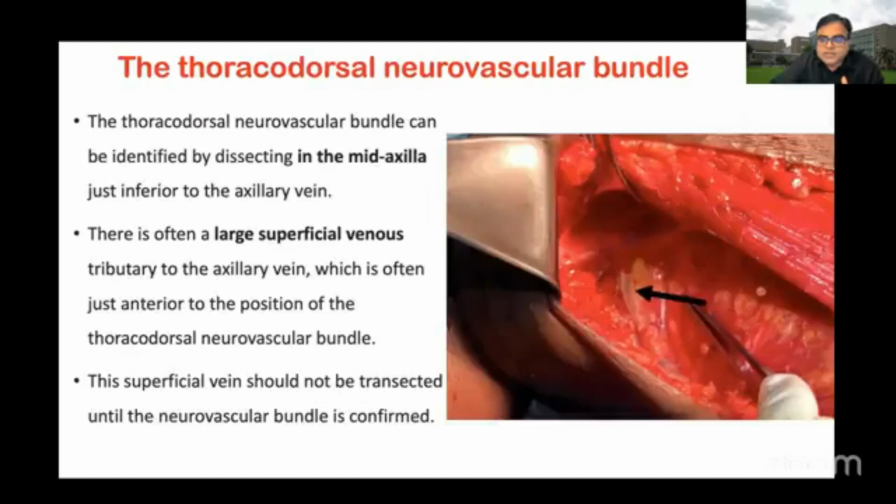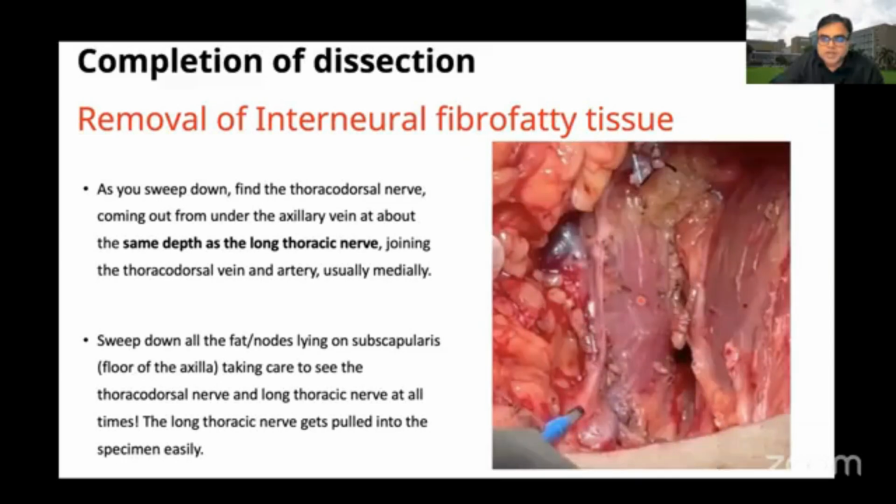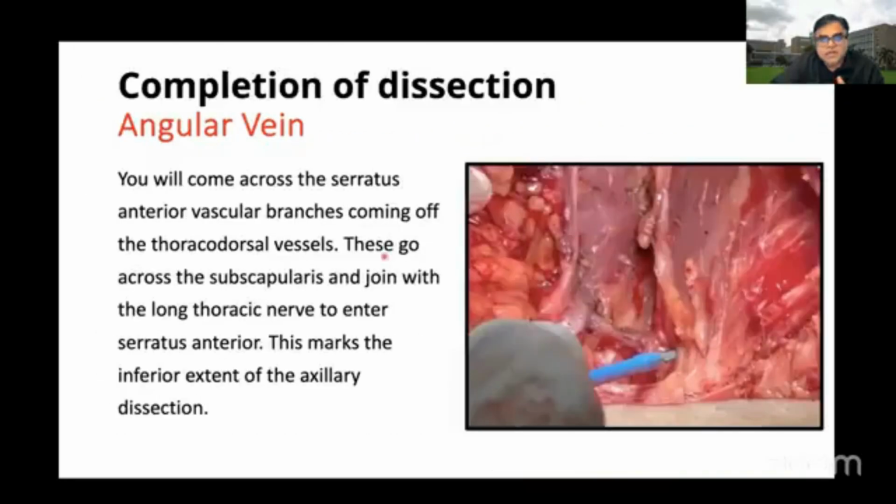So the thoracodorsal neurovascular bundle that we have already discussed, it's deep down, it's at the level of the long thoracic nerve, and the thoracodorsal nerve is medial to the bundle. Then you need to take out the entire specimen in between both the nerves, the long thoracic nerve and the thoracodorsal pedicle. That should be taken out. So that should be the subscapular muscle. All the tissue has to be extracted. And there is the angular vein. That's the completion of your dissection. So in between both the nerves and the angular vein, that's the idea.